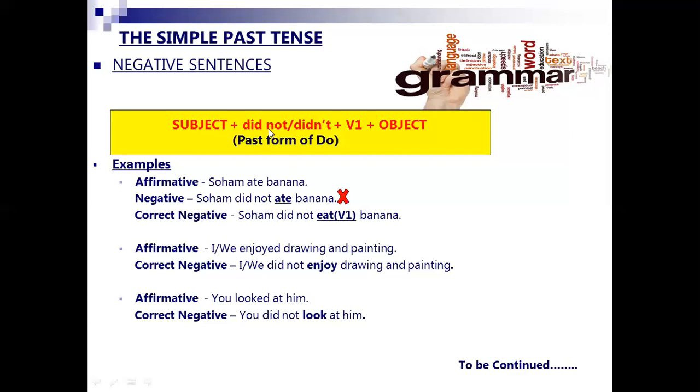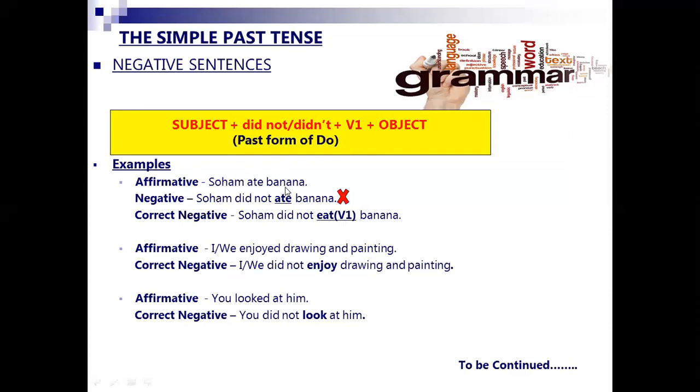Yes, when we use did, it indicates past tense. So after did, V1 always comes. We cannot use V2 here, but generally students make a mistake over here. After writing did, they again write V2 and it becomes wrong. Whenever you use did or did not in the sentence, always use V1 after did. Okay, let's see the examples.